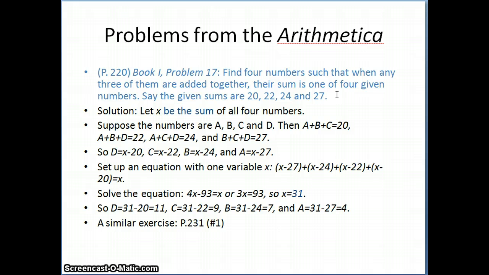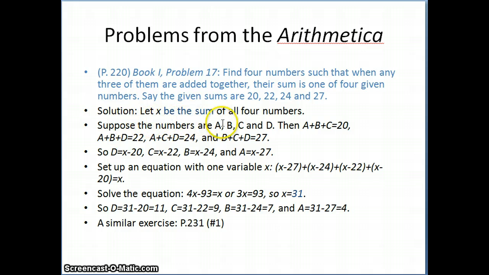This is a problem we can use algebra to solve. There are different ways to solve this problem. So here we're going to follow the solution of Daventer's. First, we let x be the sum of all four numbers. And now we try to describe all these four numbers in terms of x.